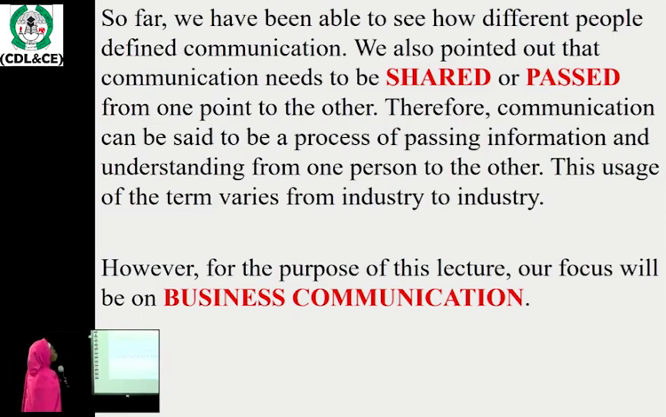So we have been able to see how different people define communication. We also pointed out that communication needs to be shared or passed from one point to the other. Therefore, communication can be said to be a process of passing information and understanding from one person to the other. This usage of the term varies from one industry to the other. However, for the purpose of this lecture, our focus will be on business communication.